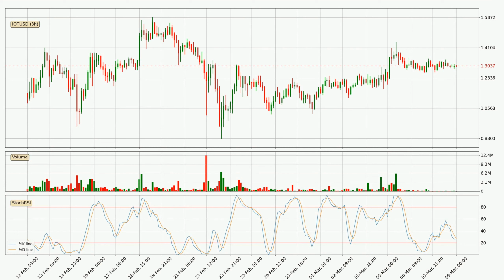Looking at the 3-hourly stochastic RSI, the stochastic RSI currently shows no overbought or oversold conditions, but the percent K line is below the percent D line, which means the current trend is on the downside.